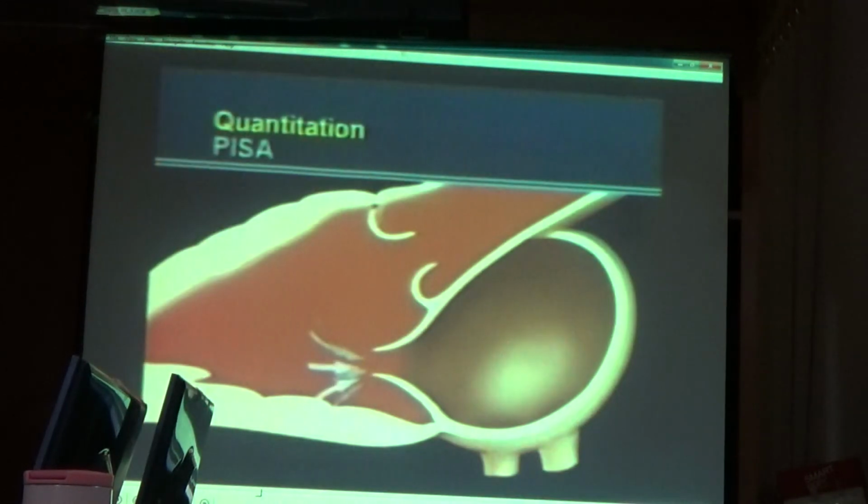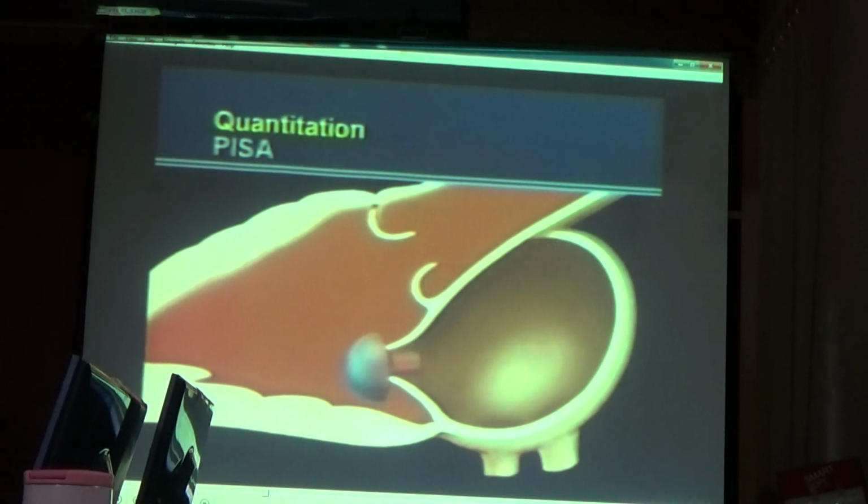Let's talk about PISA. This is the first technique. When blood goes across a valve, an incompetent valve, in this case, mitral regurgitation, the velocities converge on that orifice, producing an acceleration pattern.